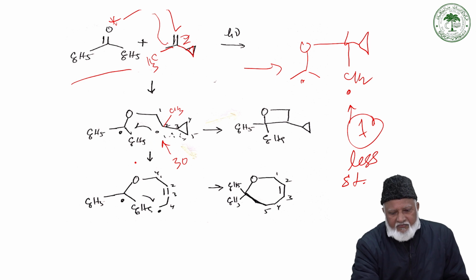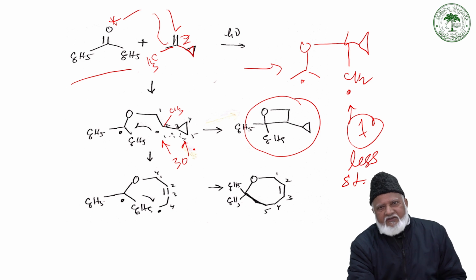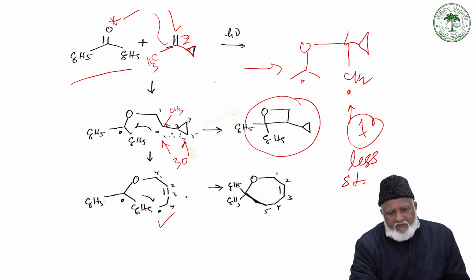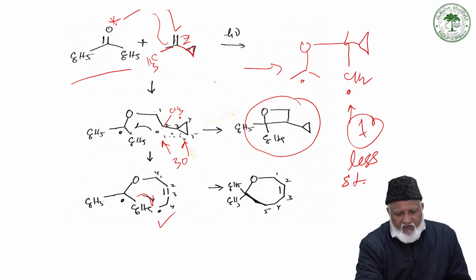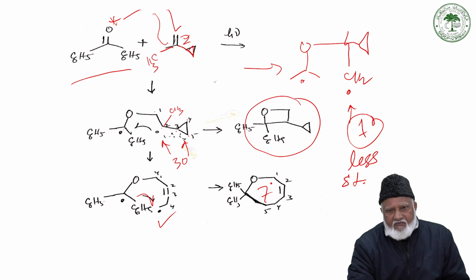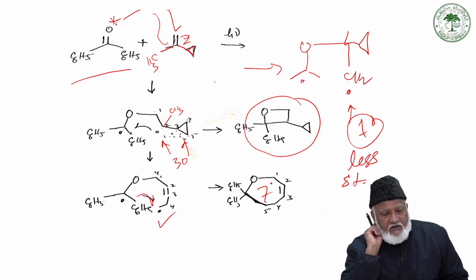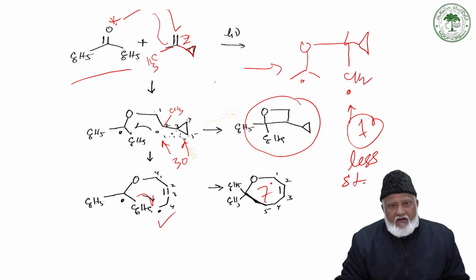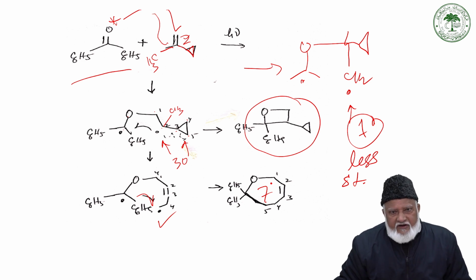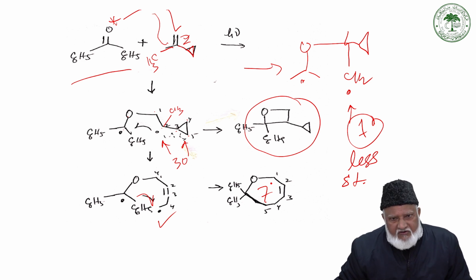This radical might combine to give this product, or, since this radical is adjacent to the cyclopropane ring, there is a possibility of opening of the cyclopropane ring to give a carbon-centered radical with alkene formation, and then this can once again couple to give a ring system. How many rings? 1, 2, 3, 4, 5, 6, 7. A 7-membered ring system is formed. So a ring expansion product is observed in this particular case, where the excited carbonyl adds to this unsymmetrical alkene to give a more stable tertiary radical.